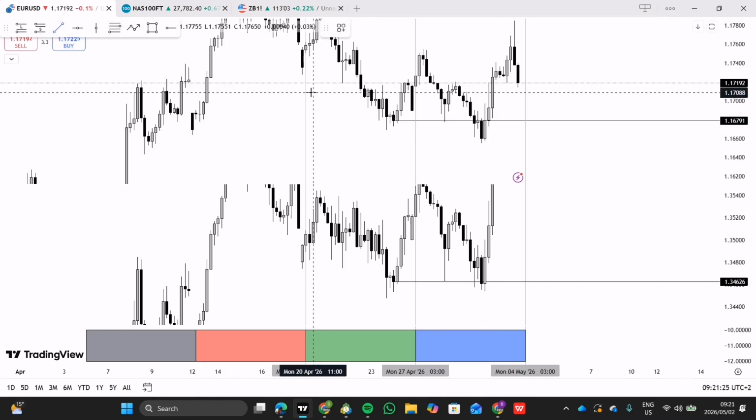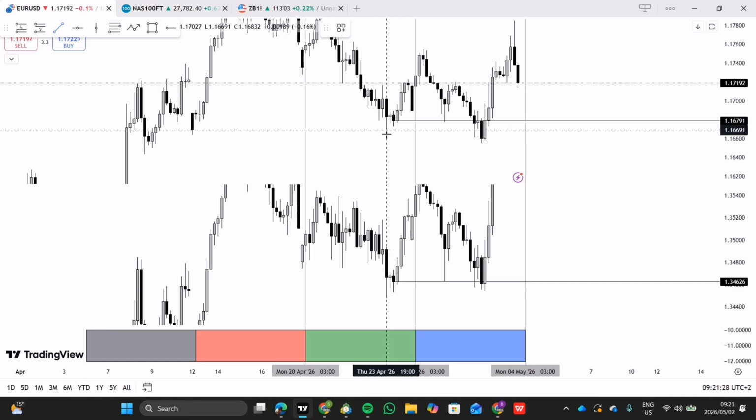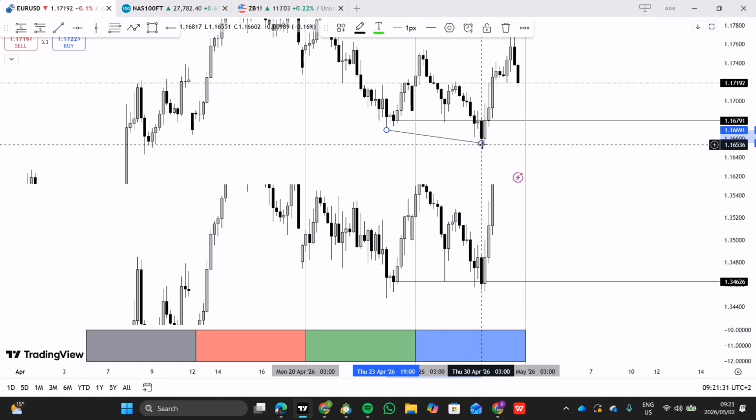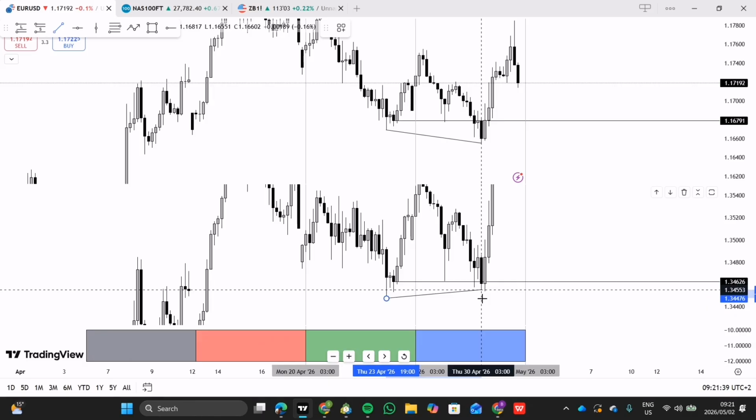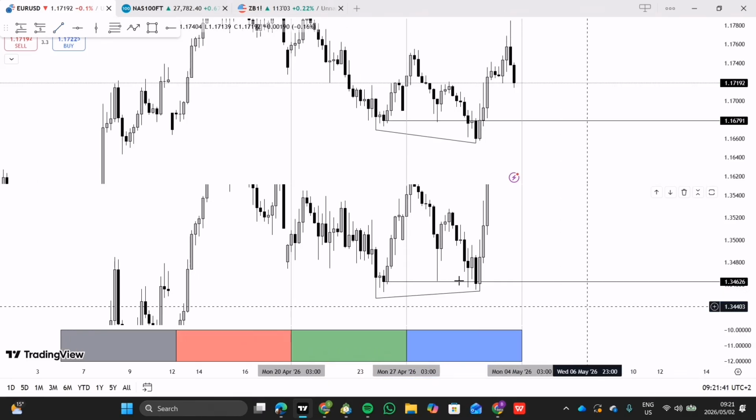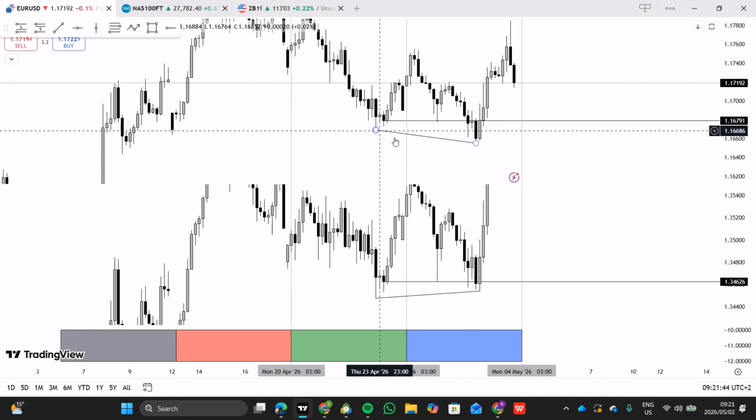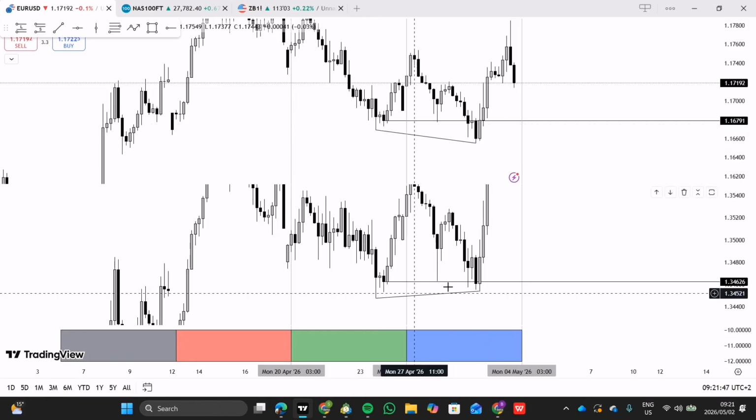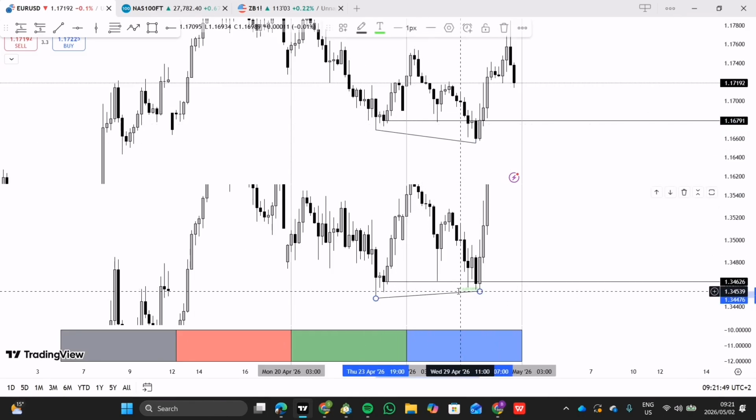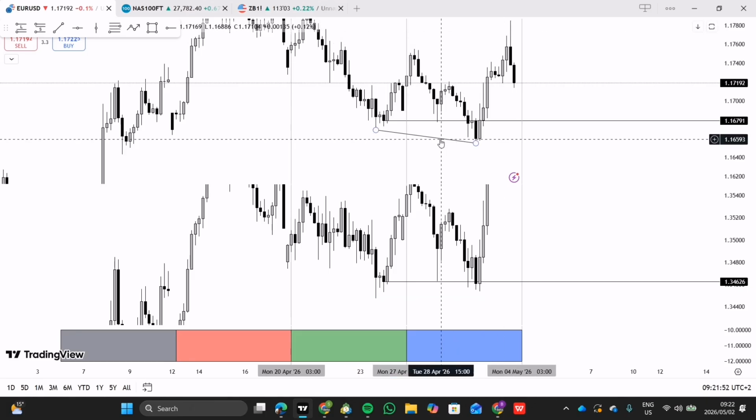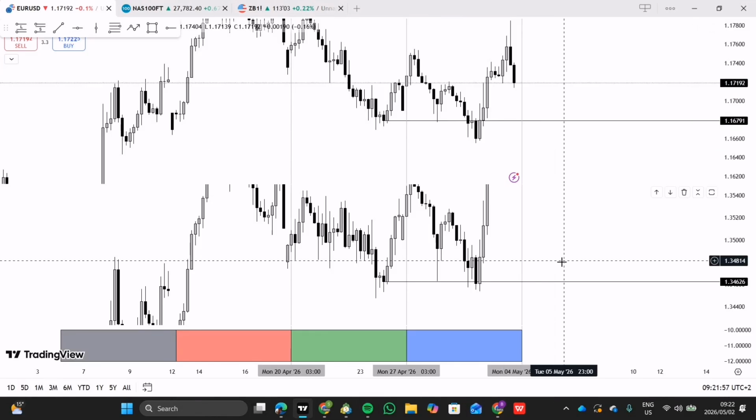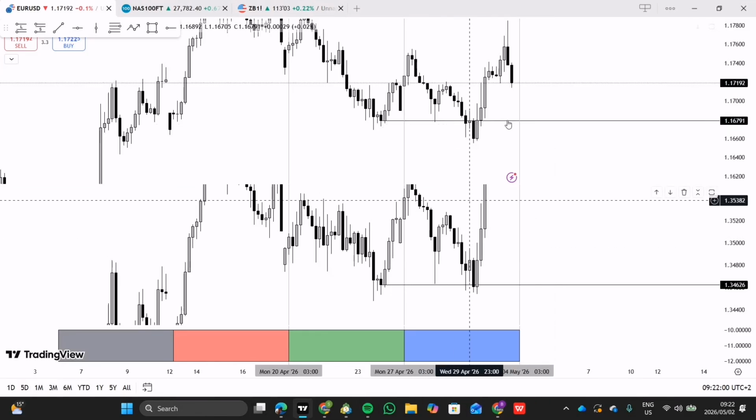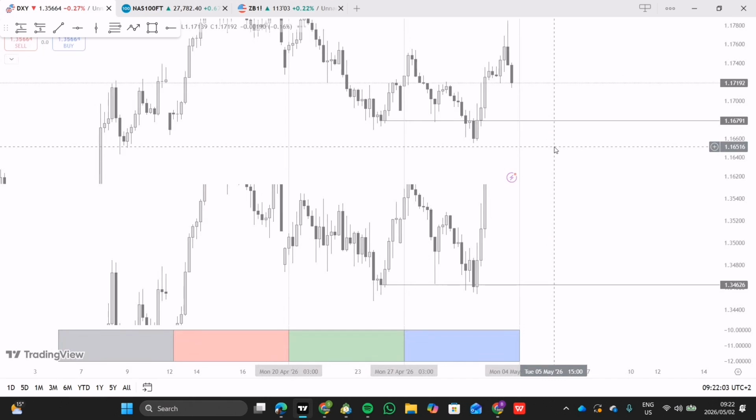But can you see the difference now? This week over here, we took out this week right over there. And same thing over here with the other pair, we did not take this week right over here. This is sequential SMT. But in order for us to know that our sequential SMT is high probable, we need to see body closure. Since it happened on both, now we need to look at the DXY.